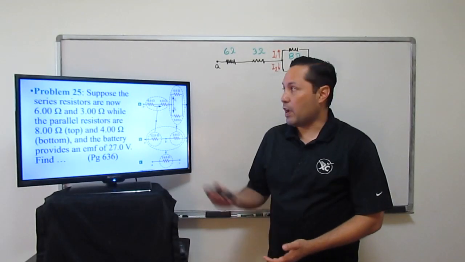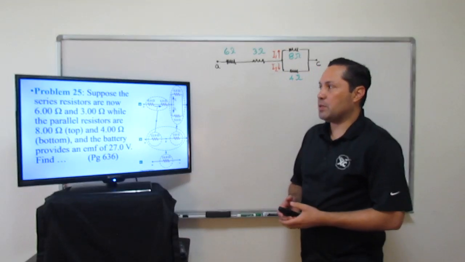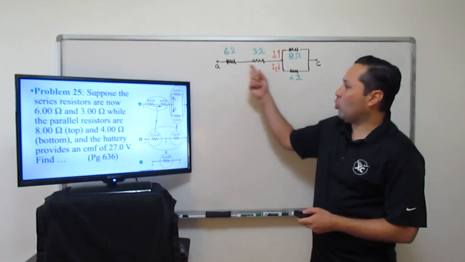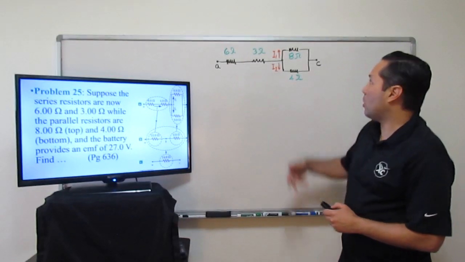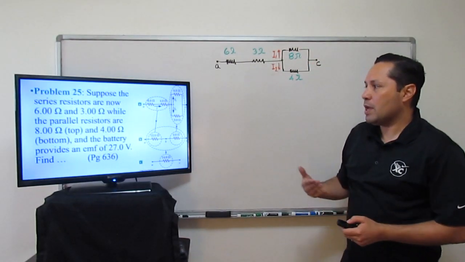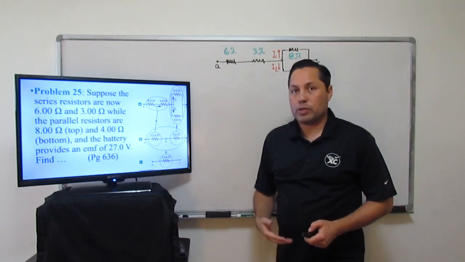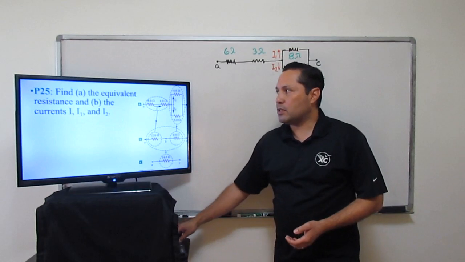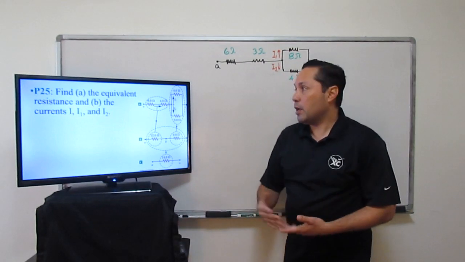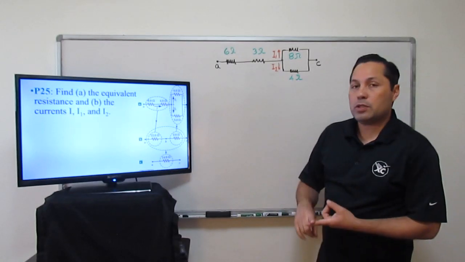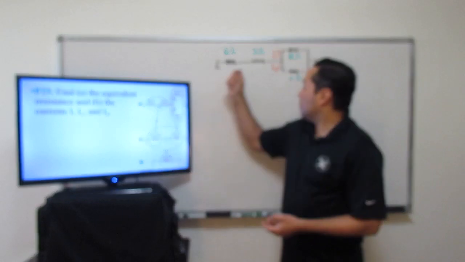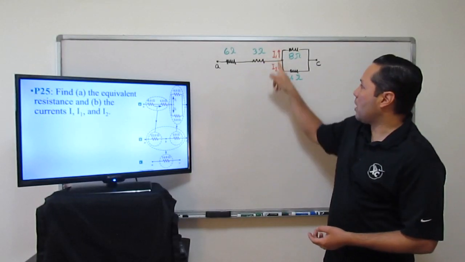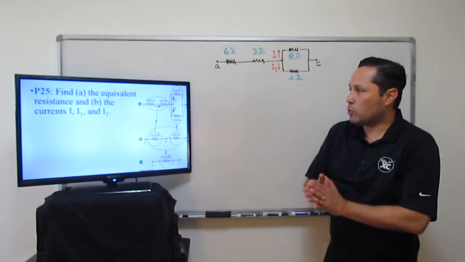In problem 25, we're asked, suppose the series resistors are now 6 ohms and 3 ohms, while the parallel resistors are 8 ohms and 4 ohms, and the battery is now 27 volts. So with all of that information, they ask us to find the equivalent resistance. That's part 1. And in part 2, it says to find the current for the total, as well as for 1 and 2. Alright, so let's go ahead and do that.